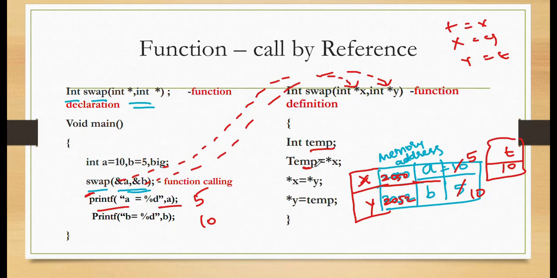This is the main difference between call by reference and call by value. In call by value, the changes done in the function definition are not reflected in the main function. But in call by reference, the values you change in the function definition are reflected in the main function, because we are passing the address of the variable. This is called call by reference. It's very easy. Just work it out yourself again.